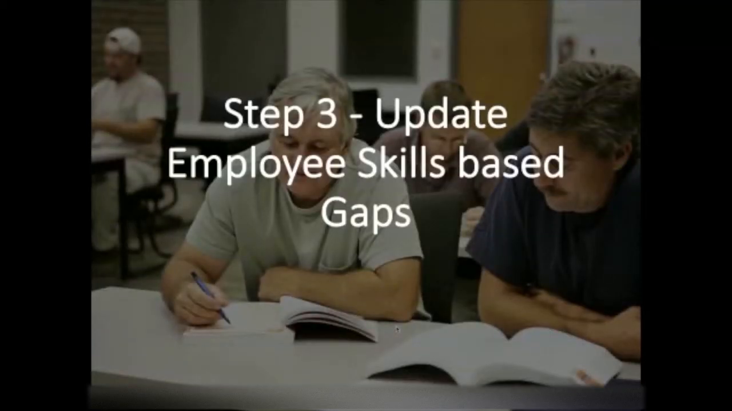So step 3 in the process is really around updating the skills based on the gaps. So step 3 is you've got the roles, you understand large, medium, small. And if it's a large part of the role and someone's a 2 or a 1, that's probably a huge problem. And so this really highlights that gap, okay?